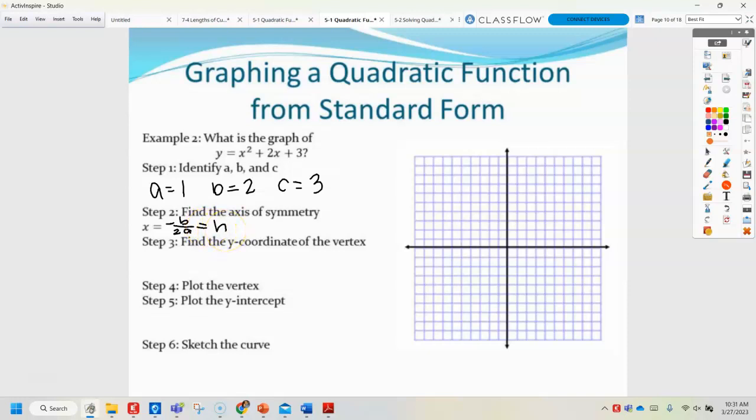That would be equal to h in my other form. In terms of this particular problem, this would be equal to negative 2 over 2 times 1. So negative 2 divided by 2 is negative 1. So what that means is this graph is going to have a point at negative 1 and be symmetric around negative 1.